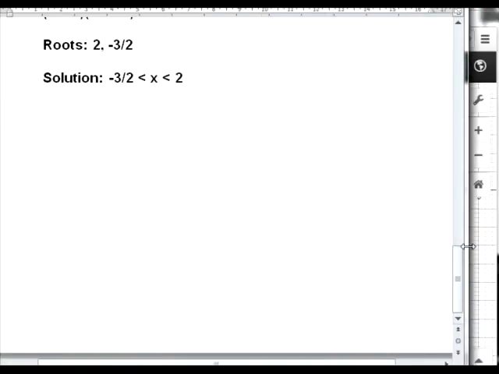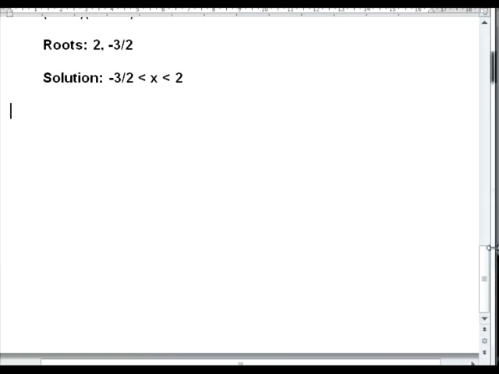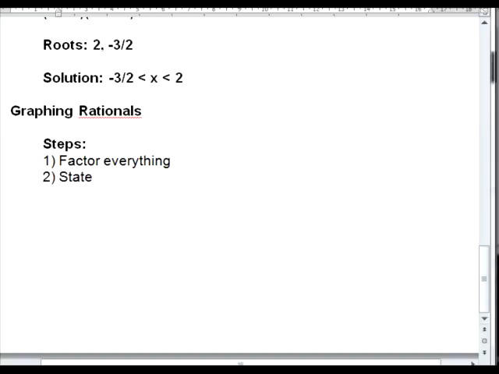Okay, so here we go. Graphing rationals is going to be the next section. So the steps to do this are as follows. Number 1, factor everything. 2, you're going to state your asymptotes.